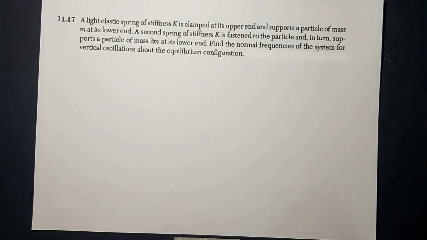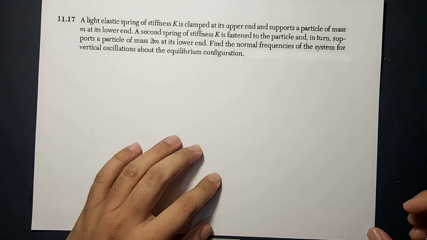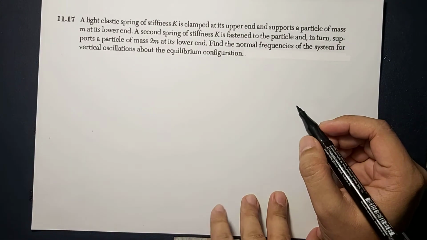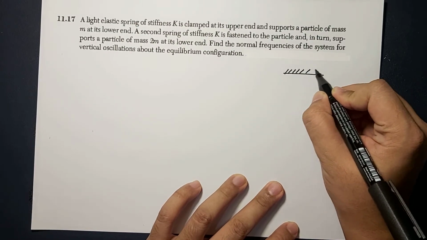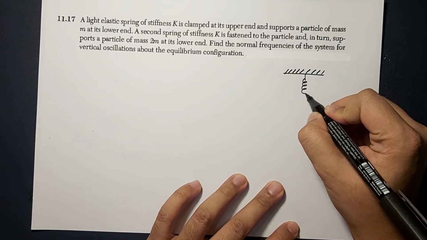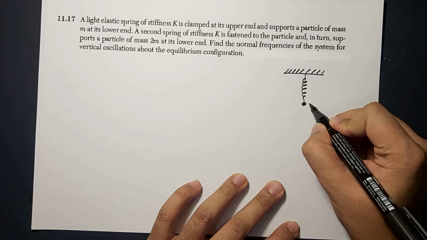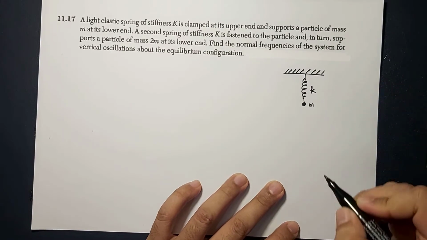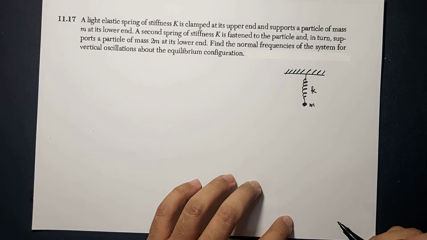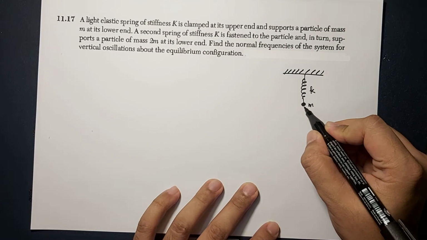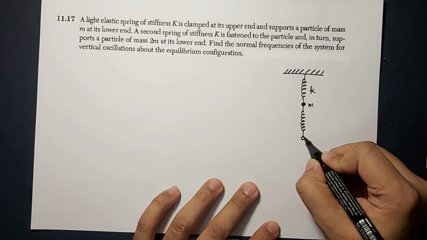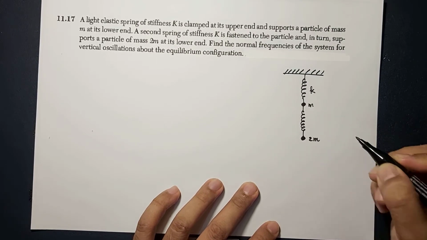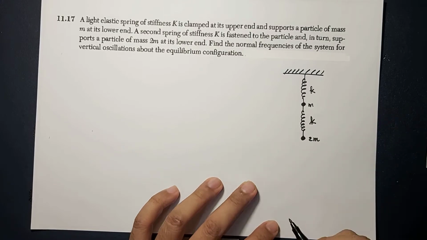Okay, so here we have an example wherein our coupled oscillator is configured in a vertical manner. So here we have one particle with mass m supported by a spring of spring constant k, and this particle m is connected to another particle with mass 2m and spring constant k as well.